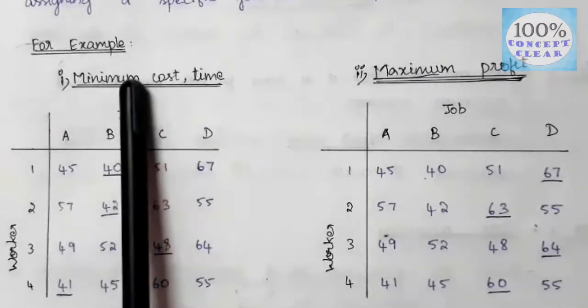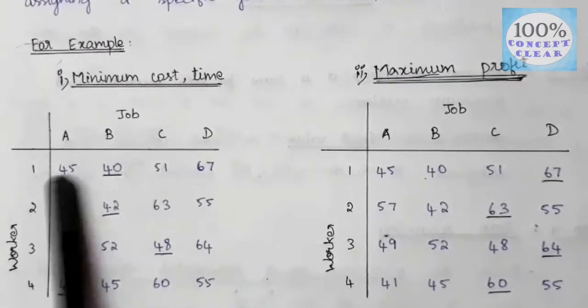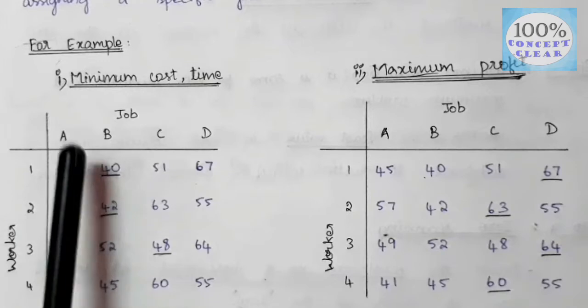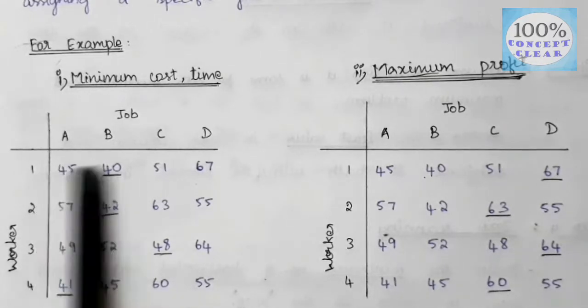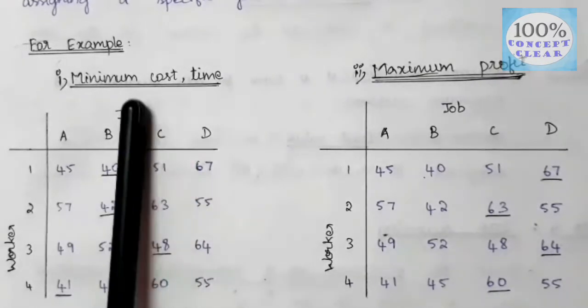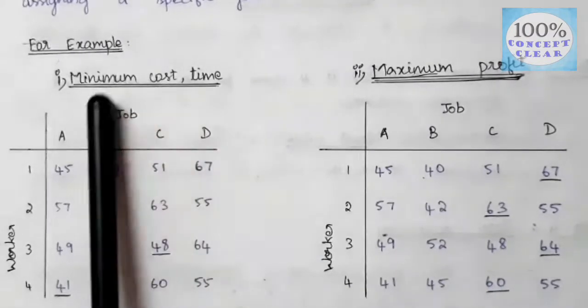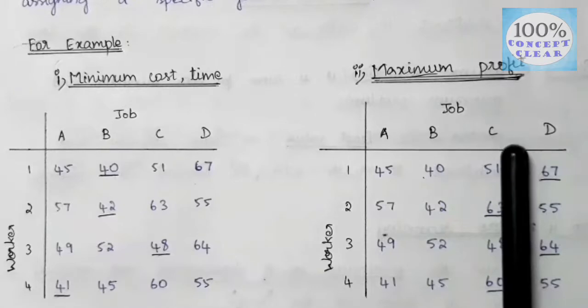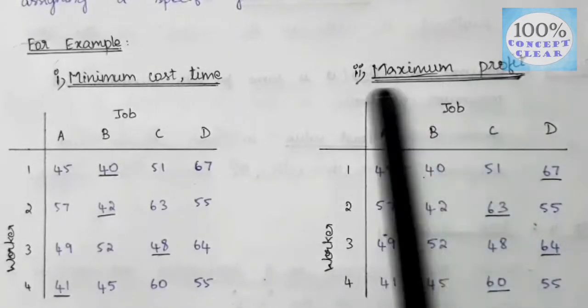Likewise, if it is a minimum time sum, then all these represents time. If worker 1 is assigned with job A, he will take 45 minutes or 45 hours to complete the specific job. So likewise, all these elements represents either cost or time. Both cost and time should be in minimum. Then next case is maximum profit. Always profit should be in maximum.